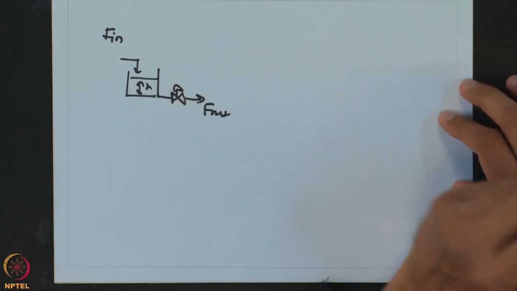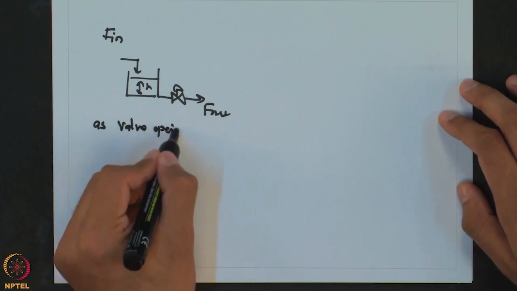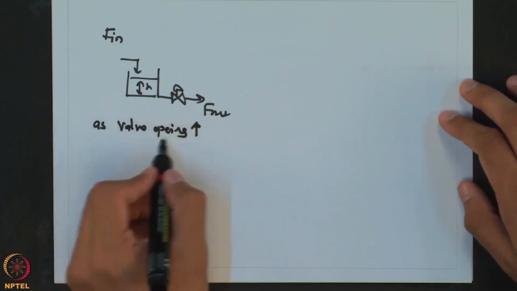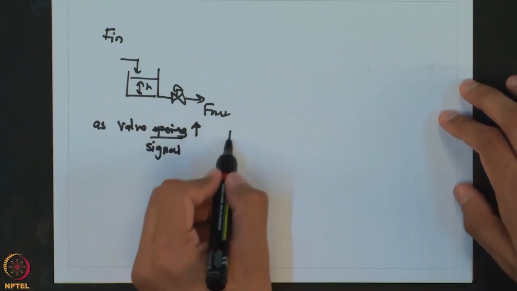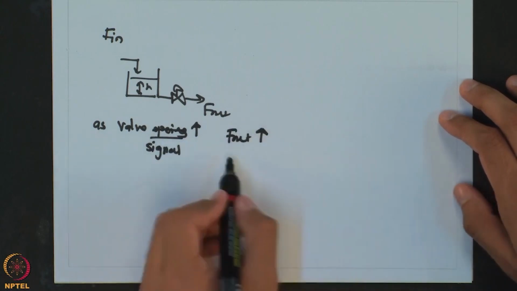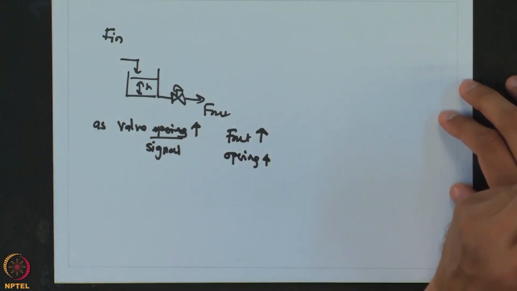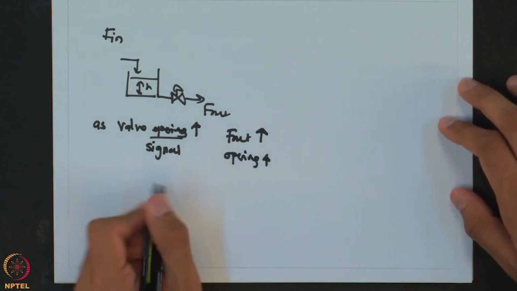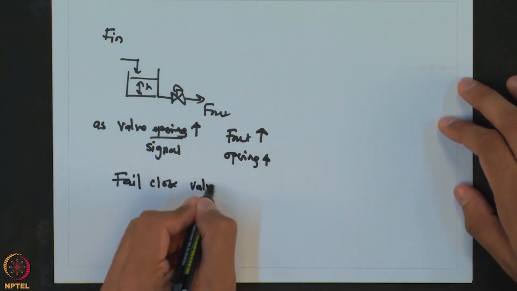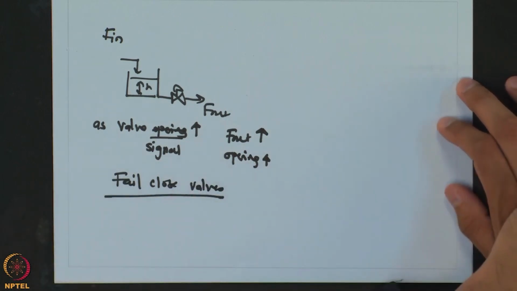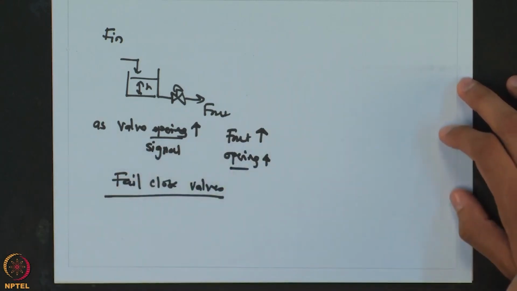And here we considered that as the valve opening increases, or I would say valve signal increases, F out increases because the valve opening increases. So, these types of valves are known as fail close valves, which means if there is no signal given to the valve, the opening will be 0 and the flow out of that valve will also be 0.